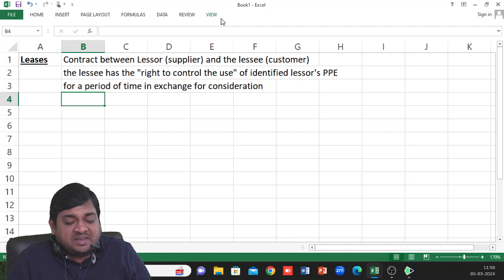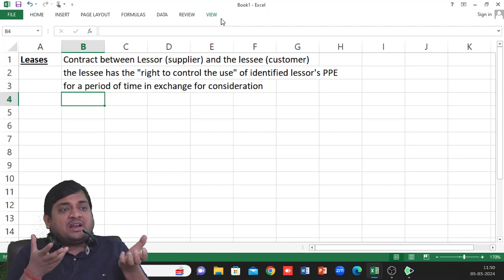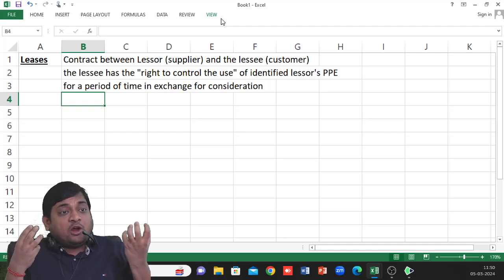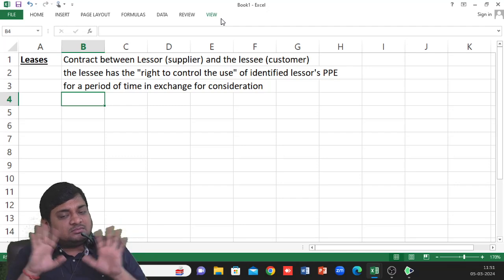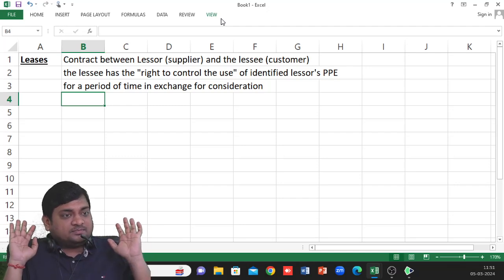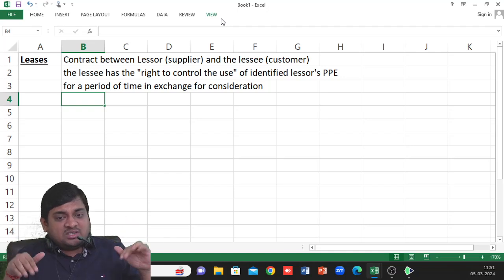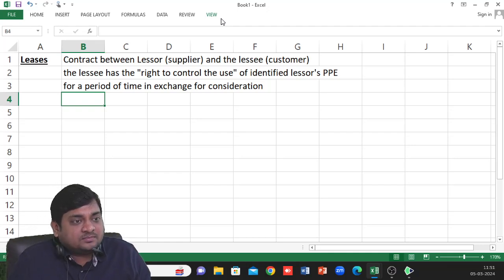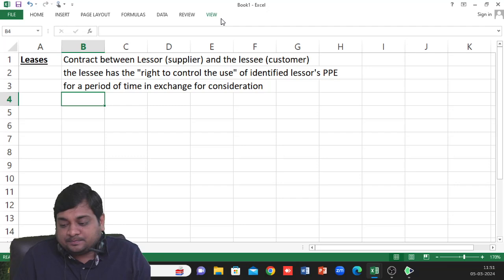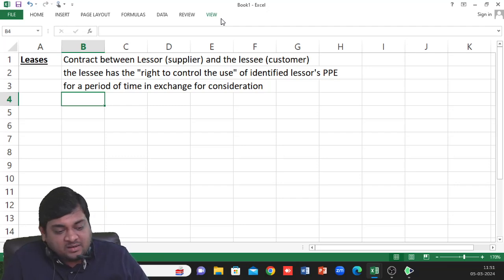Right? It means whatever economic benefit I am going to derive from this asset, it will purely belong to the lessee. This rental agreement is arranged in such a way that you give me this asset, now forget it. By using this asset, whatever benefit will derive, I will derive, that solely belongs to me. You don't have any right on that, right, for that lease period.